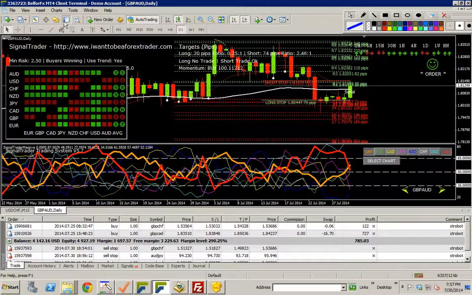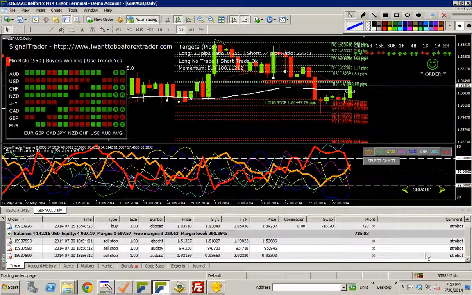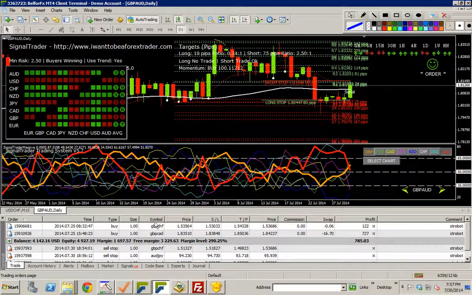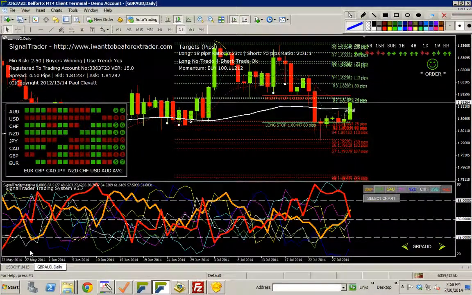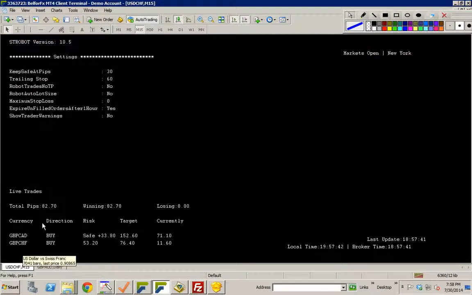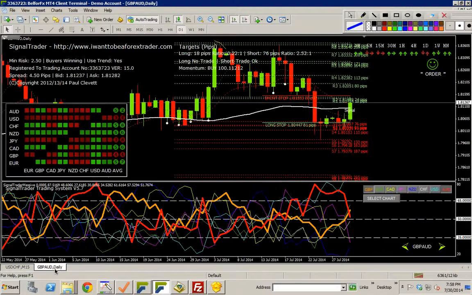Okay, so let's have a look at how we're doing. You can see all the entry orders are lining up, because that's what it does. We just place entry orders. We've got 90 pips odd there, I think, in profit from the robot trades. Let's have a look. 82.70. Yeah, am I adding up straight? Look. So that's how you do it.